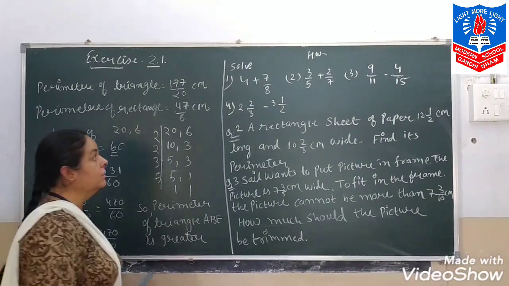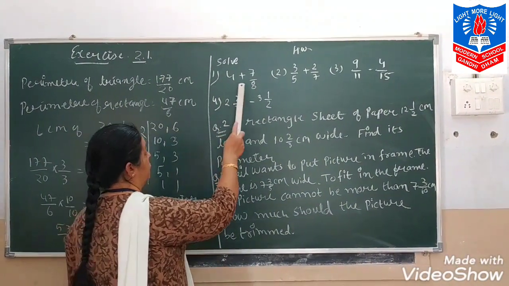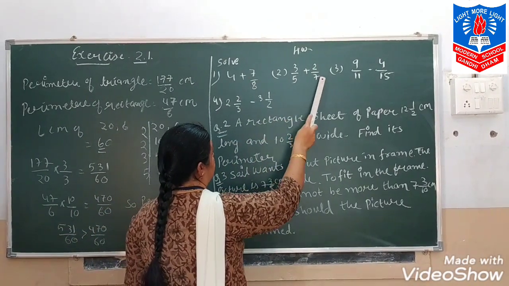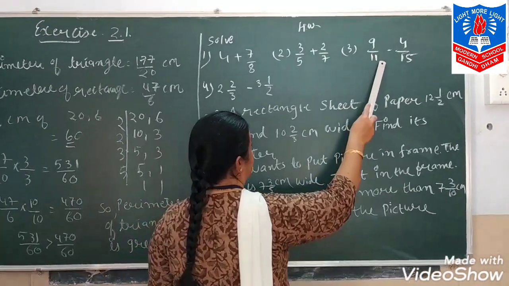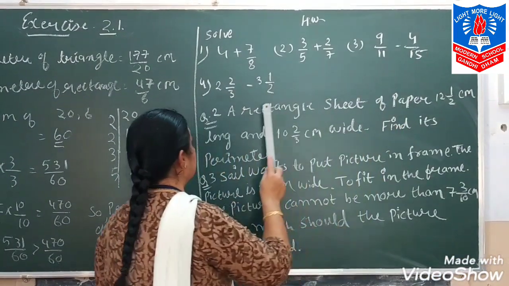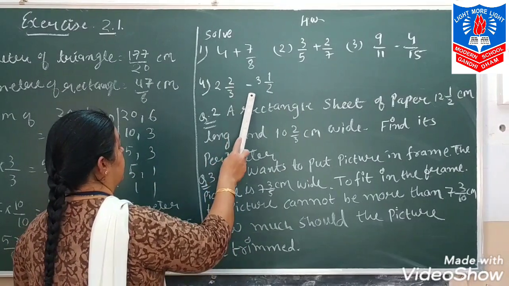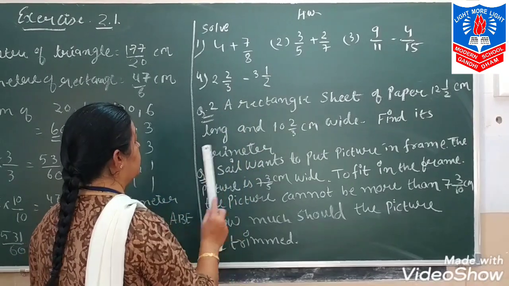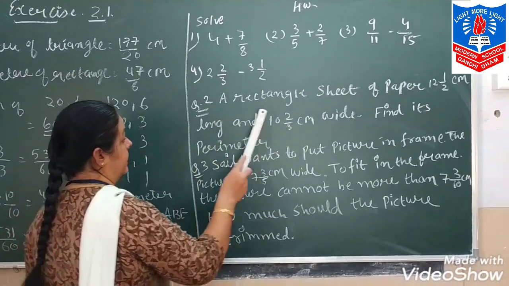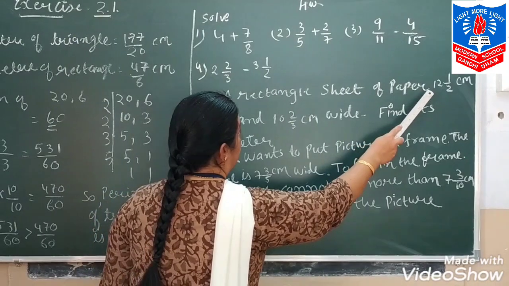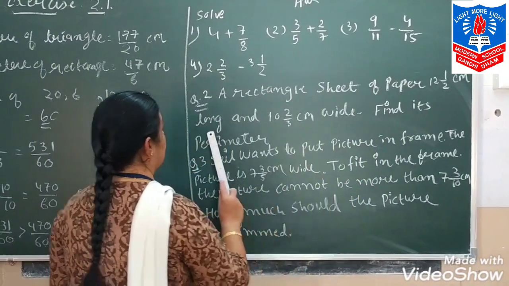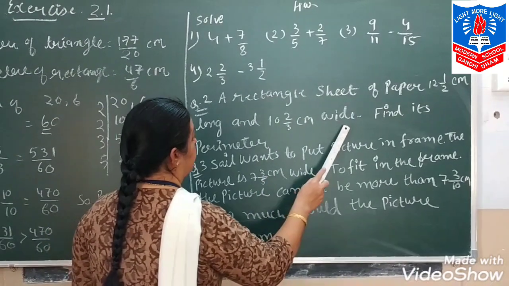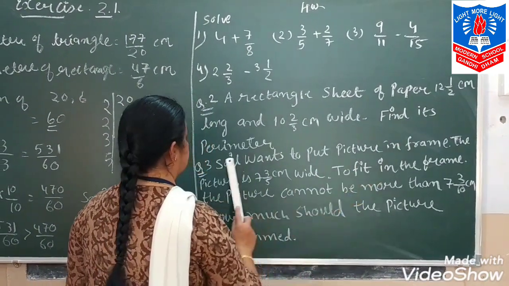Now take your homework. Solve 4 plus 7 upon 8. Second, 3 upon 5 plus 2 by 7. 9 upon 11 minus 4 upon 50. 2 integer 2 by 3 minus 3 integer 1 by 2. Problem sums: a rectangle sheet of paper 12 integer 1 by 2 centimeter long and 10 integer 2 by 3 centimeter wide. Find its perimeter.